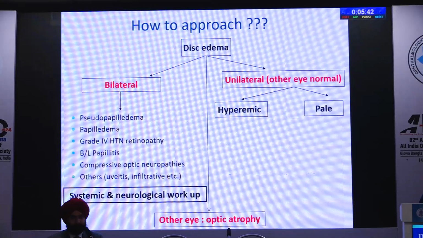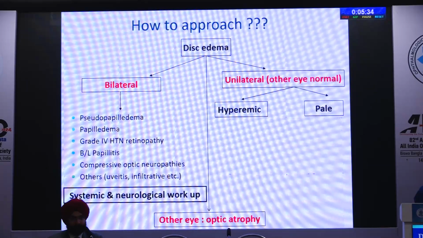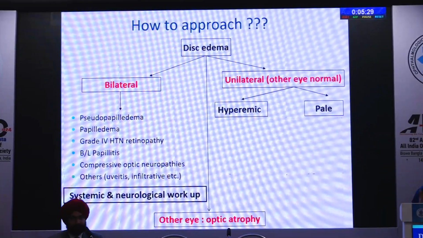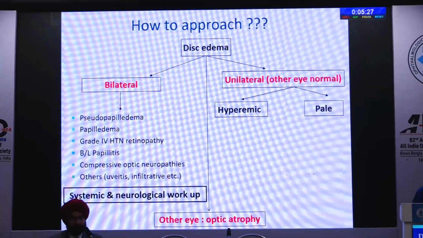So if you have a bilateral disc edema, you are more interested to find out a systemic cause. So possibly a systemic or neurological cause may be there. So papilledema, pseudopapilledema, hypertensive retinopathy, occasionally bilateral papillitis, and of course other compressive neuropathies or systemic disorders that could cause a disc edema occurring in both the eyes.